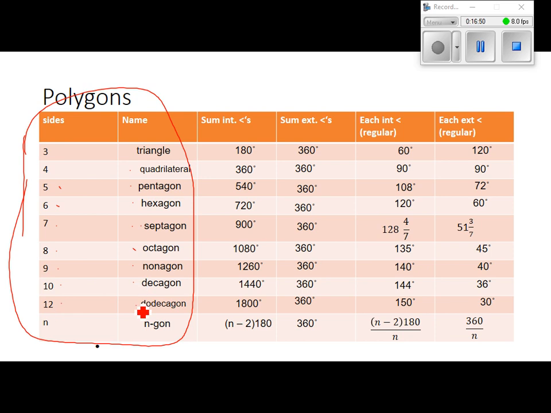If it's not on that list, if it's not one of those, then when we name it, we just use the number of sides and we call it with that number of sides. So if it's got 25 sides, then we just say a 25-gon.